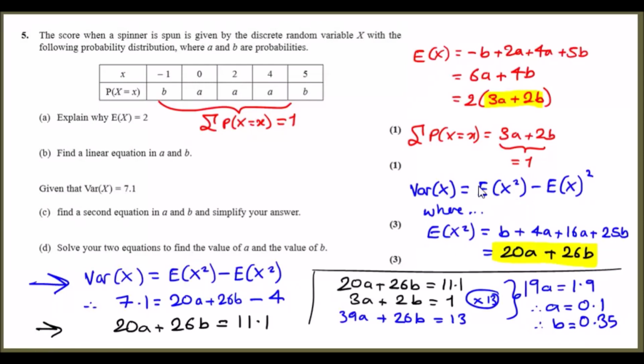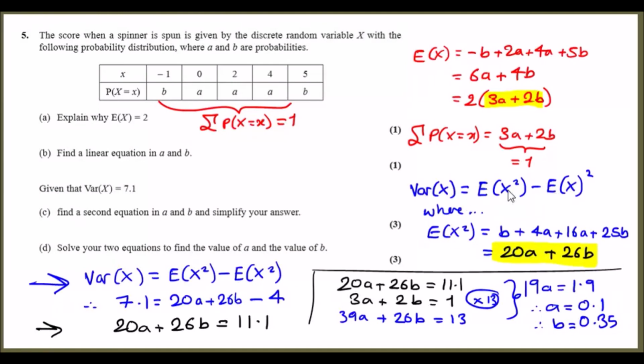So EX squared literally means square each of these variables and then times against the probability. So let's have a look. So minus 1 squared is plus 1. So 1 times B is B. 0 squared is 0, so that's nothing. 2 squared is 4, so 4A. 4 squared is 16, 16A, and so on, 25B. And then collect like terms here, and you should get 20A plus 26B. So that's the value of EX squared.